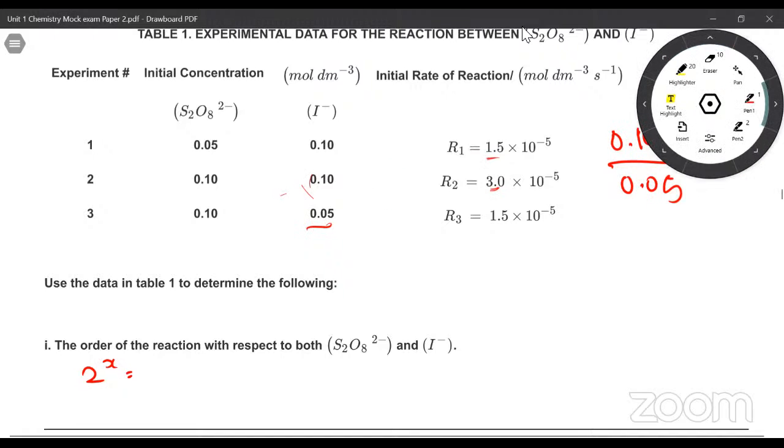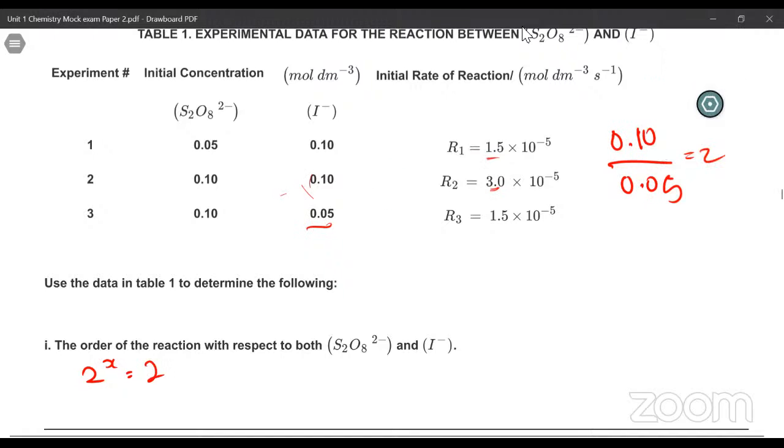So we said that it's doubled, that's it. So 2 to what power would give you 2? So in this case, x would be equal to 1. Therefore, the reaction with respect to the S2O8 2- ion is first order. So let me just write that down real quick. First order.